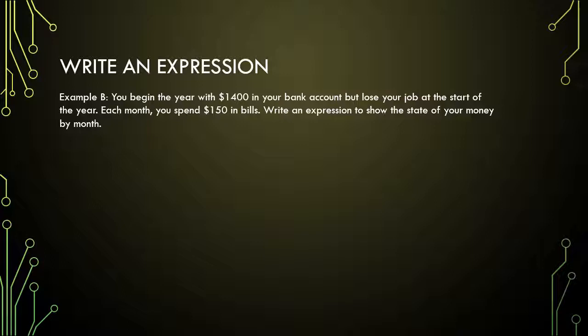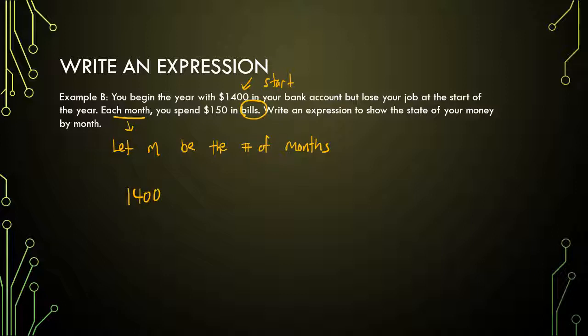So for our variable, since we're talking about each month, let's go ahead and let M be the number of months. Our starting amount, we know, is $1,400. And since we're paying bills, bills are going to subtract from our money. We'll be taking $1,400 minus $150 each month. These are paired up, so we'll make that 150M. 1,400 minus 150M would be our expression.